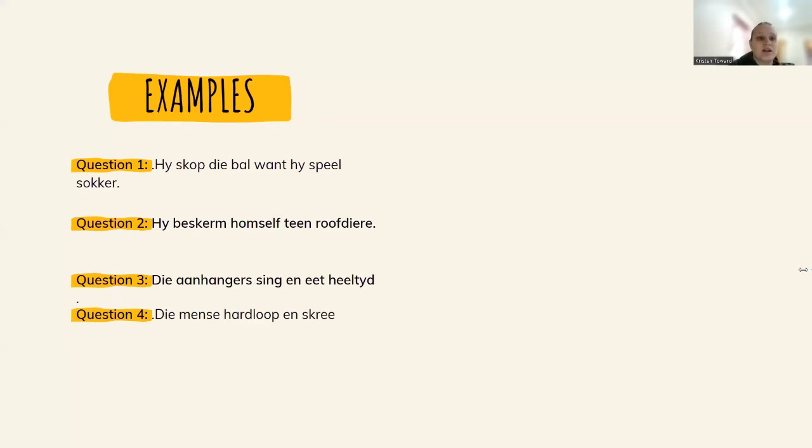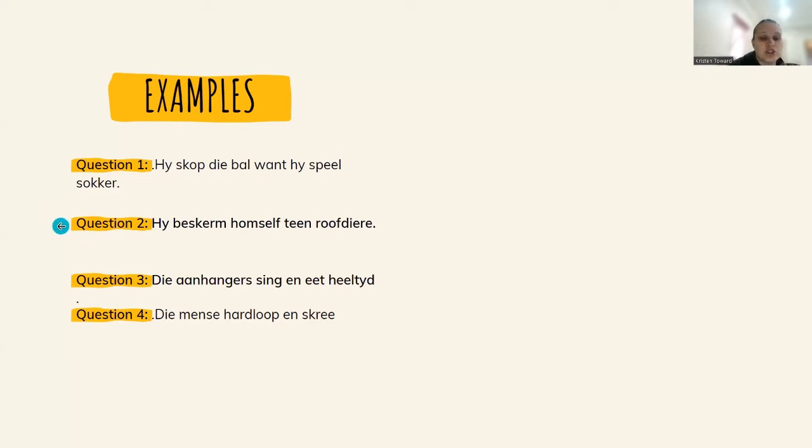All right, now we're going to look at some examples of these rules. Question 1: hy skop die bal want hy speel sokker. This is an example of our basic verlede tyd. So we'd say hy het die bal geskop want hy het sokker gespeel. Because want is a conjunction, it shows us that there are actually two sentences. So you don't mix the two sentences together, you just keep them separate and use the rules.